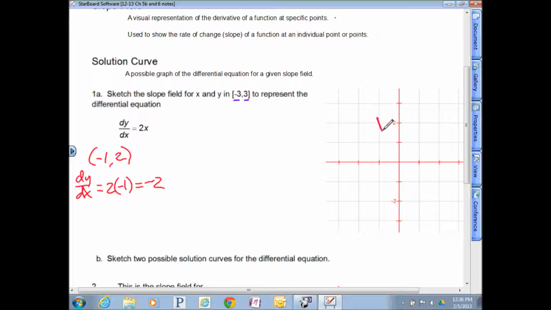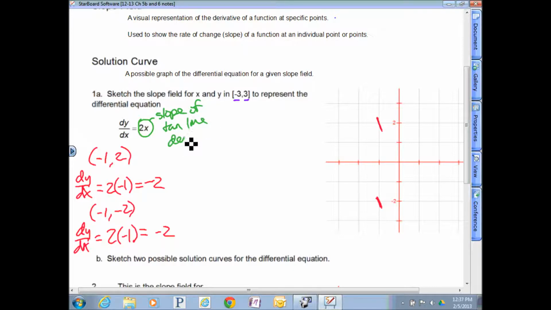Well, let's say we took another point. Let's say we took the point (-1, -2). And I did the same thing. That would be 2 times -1 again, or -2. So the slope at the point (-1, -2) would be exactly the same as the slope at the point (-1, 2). What I'm looking at is, it appears that the slope of the tangent line depends on x.